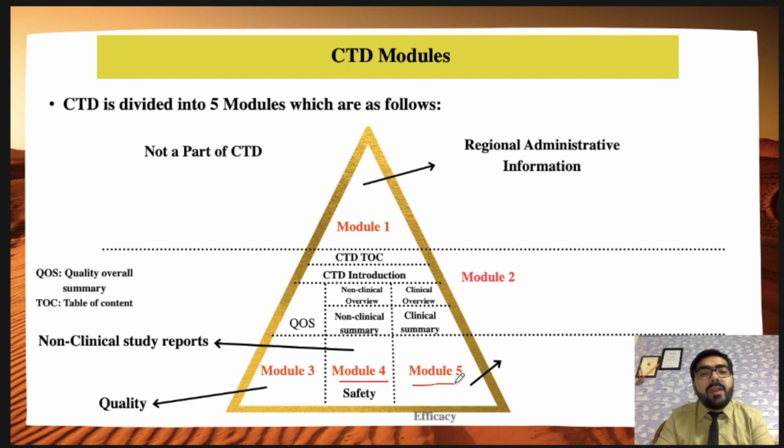Then coming to module 5. What is module 5? In module 5, we have to submit the efficacy data. It is also called clinical study reports, so we have to submit the clinical study reports in module 5. So this is all about the CTD part. Modules 2, 3, 4, and 5 are the part of CTD, but module 1 is not a part of CTD.